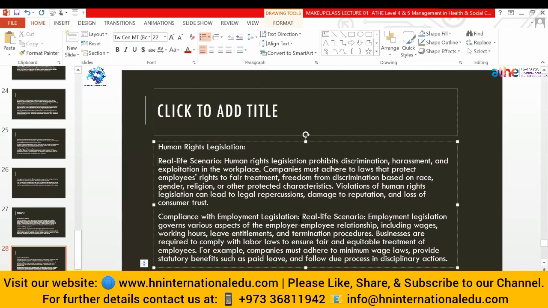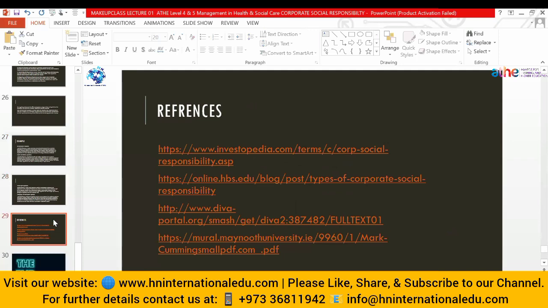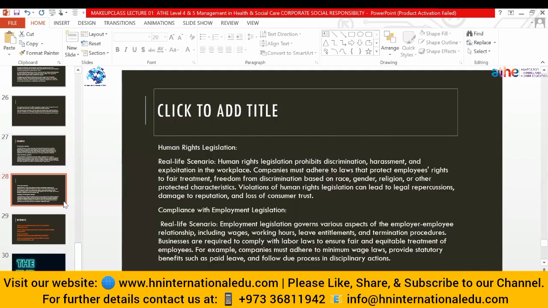Compliance with employment legislation. Employment legislation governs various aspects of the employer-employee relationship, that is, the manager and worker, including wages, working hours, leave entitlements, and termination procedures. Businesses are required to comply with labor laws to ensure fair and equitable treatment of employees. For example, companies must adhere to minimum wage laws, provide statutory benefits such as paid leave, and follow due process in disciplinary actions as well. So these were, you can say, four examples from the 10 regulatory frameworks.